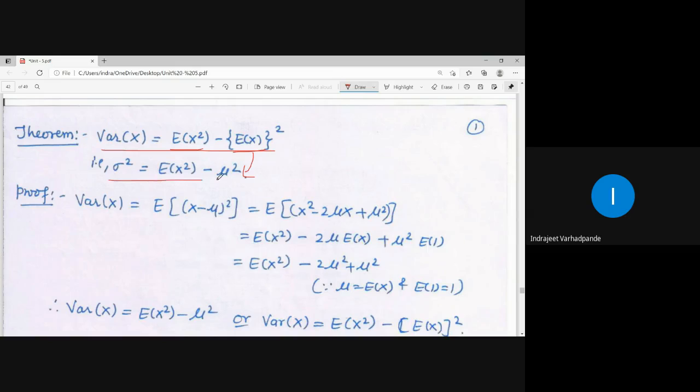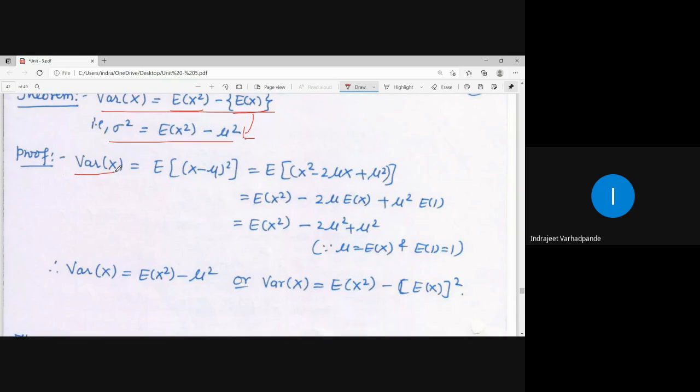So ultimately sigma square is the notation used for var x. So sigma square is equal to expectation of x square minus mu square. This is the theorem, or the result, we were using again and again. But how to prove it? Go by the definition of variance of x. What is the definition of variance of x? Var x is equal to expectation of x minus mu whole square.